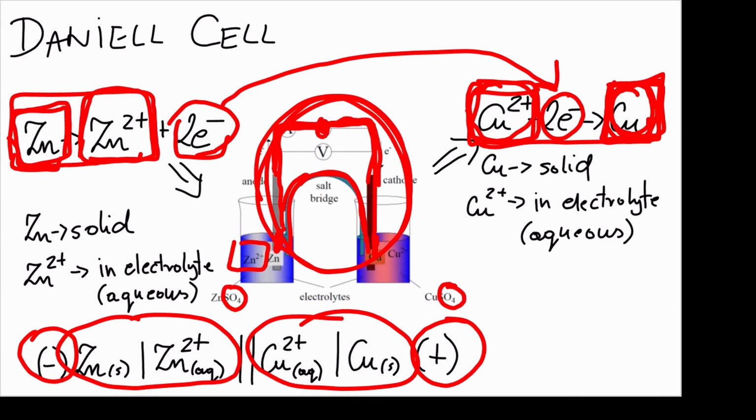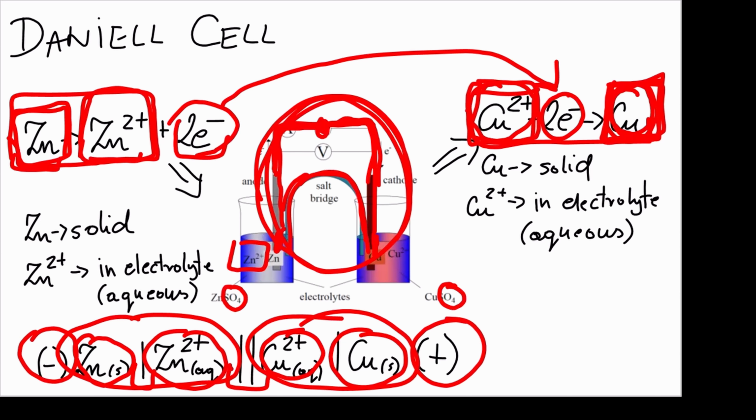Yes. A single vertical bar means the interface between two phases. For example, like here, the interface between the solid and the liquid containing zinc cations. The same situation here in the cathode structure. A double vertical bar means the border between two different half cells.